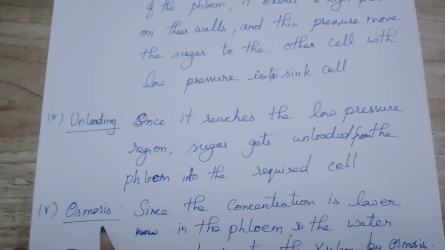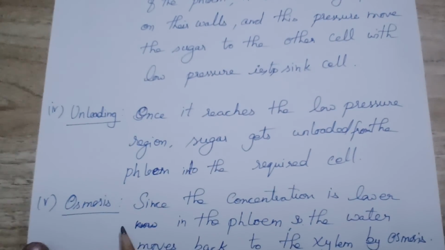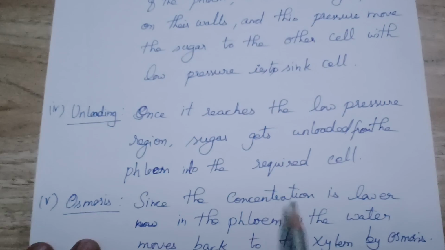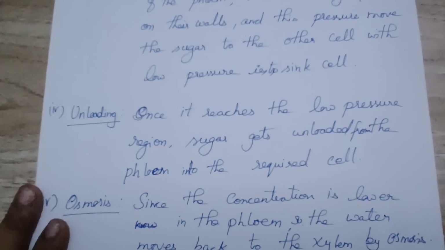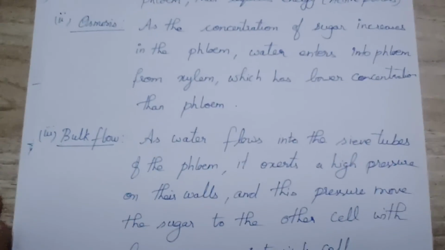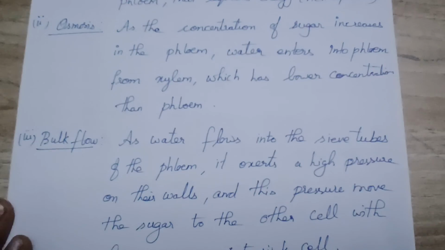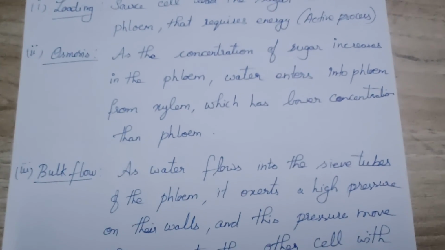Okay. And the last step in this translocation is osmosis again. Since the concentration is low in this phloem, the water moves back to the xylem by osmosis. Clear on this? These are the 5 steps involved in the translocation process in phloem. Clear? Hope you understand. Thank you.